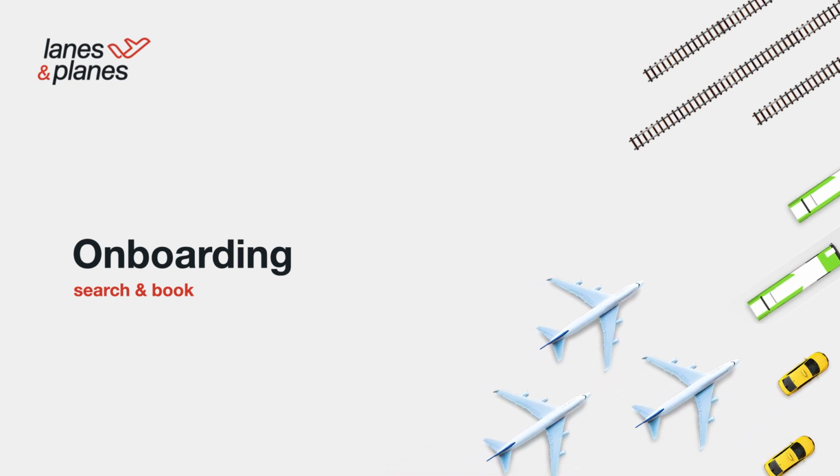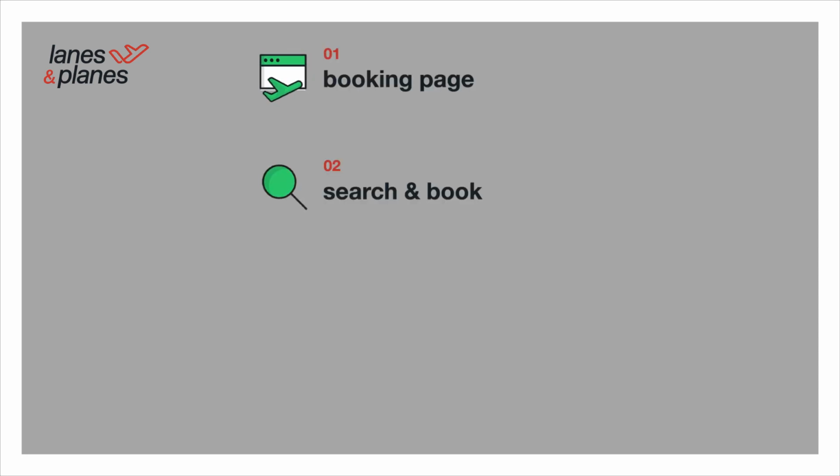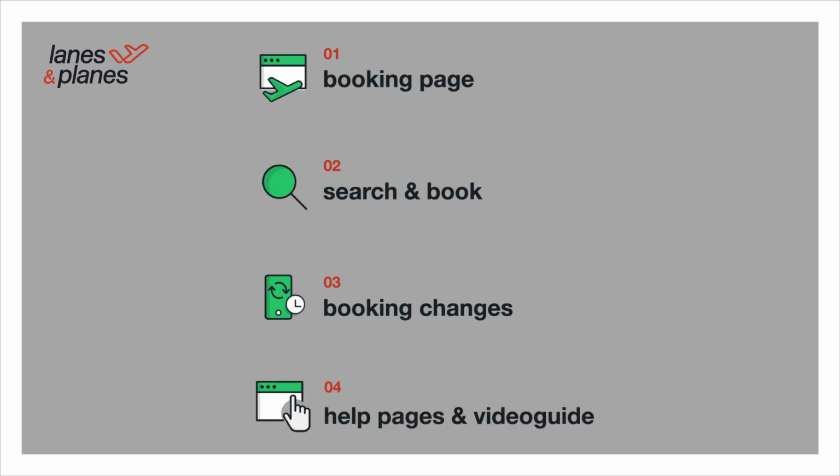In this video, we're going to look at the search and book function. First, we'll take a look at the booking page. Then we'll go through a booking step by step, and afterwards we'll see how to make changes to a trip we've already booked. Finally, we take a look at the help pages and our video guide.